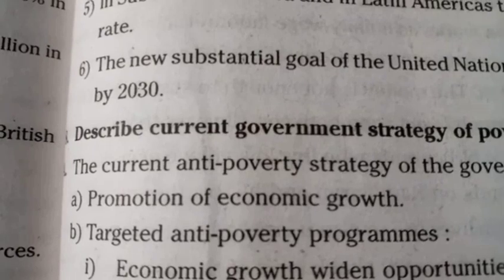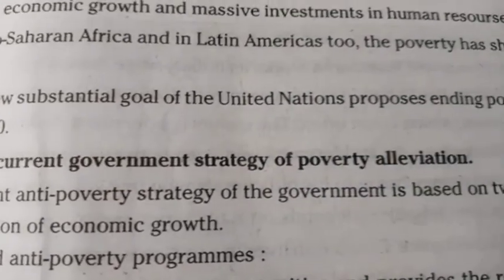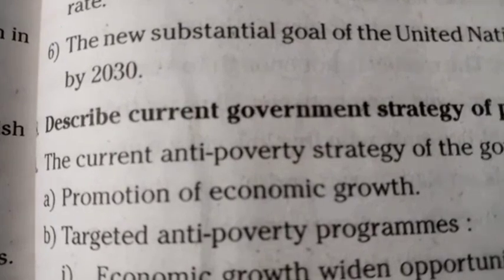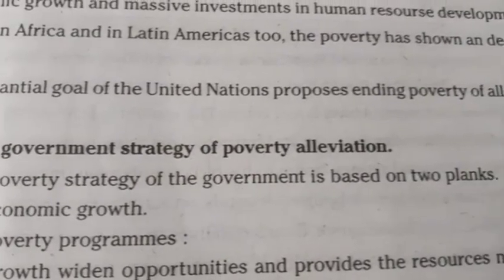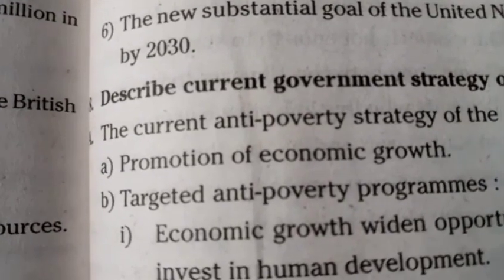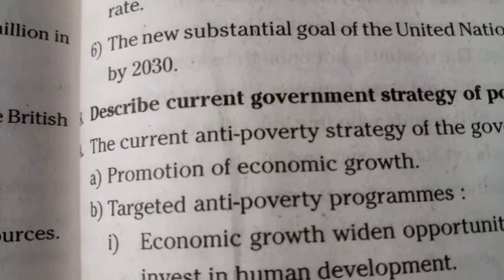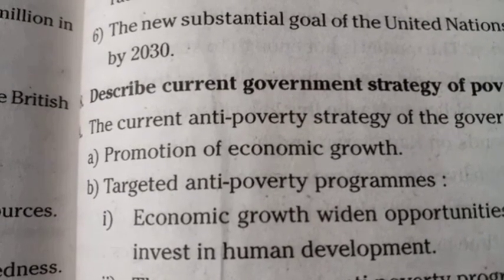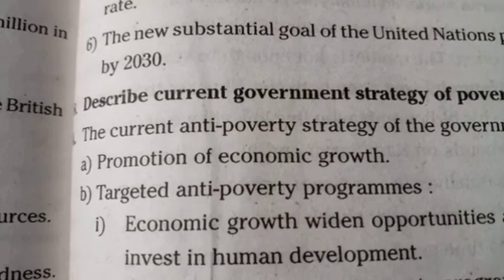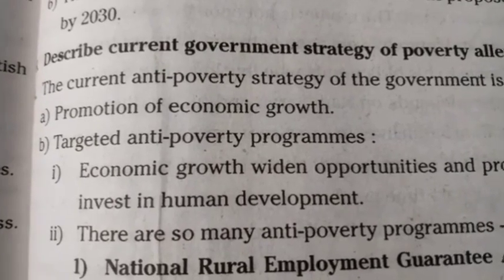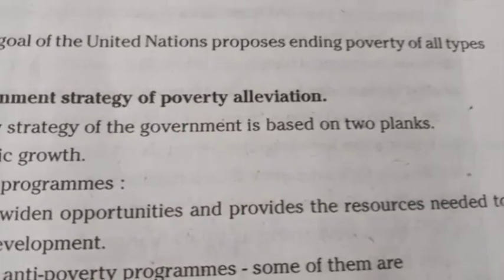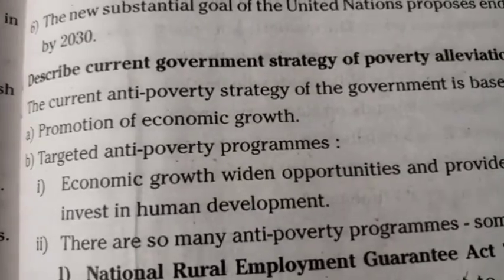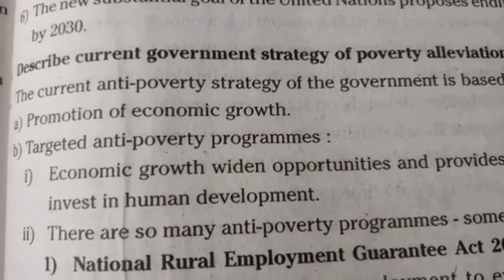Eighth question: Describe the current government strategy of poverty alleviation. Answer. The current anti-poverty strategy of the government is based on two planks. A. Promotion of economic growth. B. Targeted anti-poverty programs. Point 1. Economic growth widens opportunities and provides the resources needed to invest in human development.